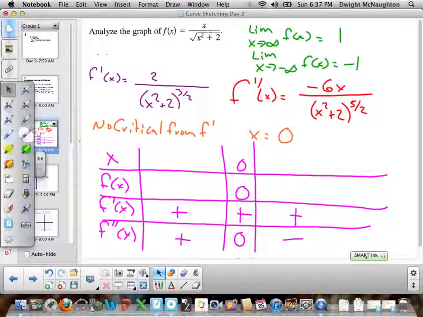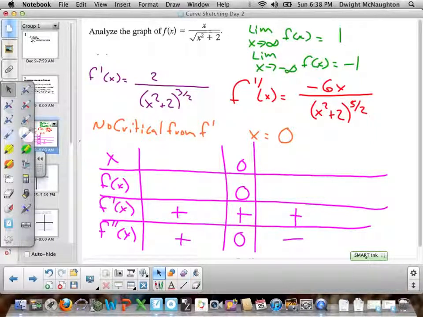Because this is x over the square root of x squared plus 2, to find our horizontal asymptotes, we need to approach both infinity and negative infinity, because that square root is going to mess things up. As we approach infinity, we get 1. As we approach negative infinity, we get negative 1. There's no way the bottom can be 0 because we're squaring something and adding 2.